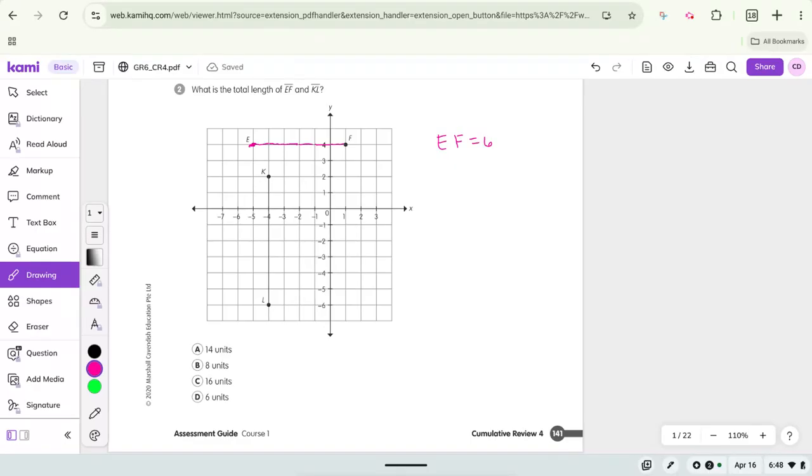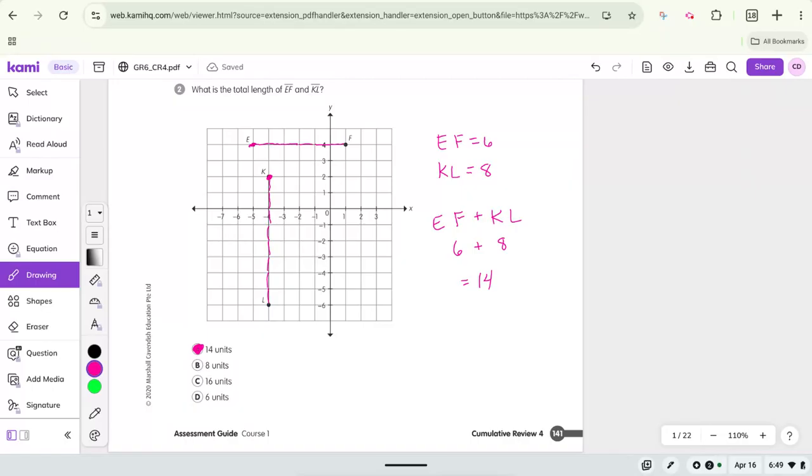Now for KL, I'm going to start at K, and I'm going to trace down to L. So that's 1, 2, 3, 4, 5, 6, 7, 8. So KL is 8 units. So for the total, I'm going to take EF and KL, and I'm going to add them together. So 6 plus 8 is, of course, 14. And so number 2, you should have selected A.